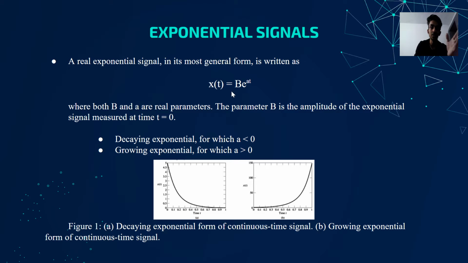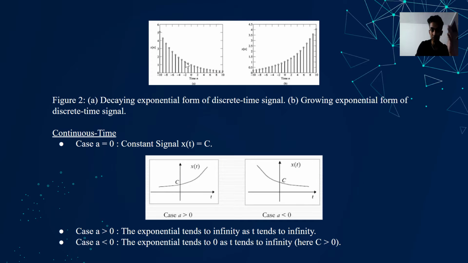two cases. One where we'll have a decaying exponential curve like shown in this figure, and one where we have a growing exponential curve as shown in this figure. Here, this figure shows the decaying exponential form of continuous time signal. Similarly, this one is also a continuous time signal, but here it's the growing exponential form. Moving ahead, we'll have the decaying exponential form of a discrete time signal. And here, the growing exponential form of again a discrete time signal.